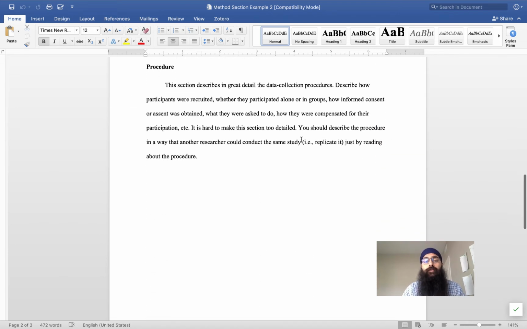Last is the procedure, and this section describes the data collection procedure. So imagine that you are an experimenter and you're bringing in participants in the double basement of the psychology building. How is that participant experience happening? So this isn't about the specific trials of the experiment, but rather the participant experience as a whole.